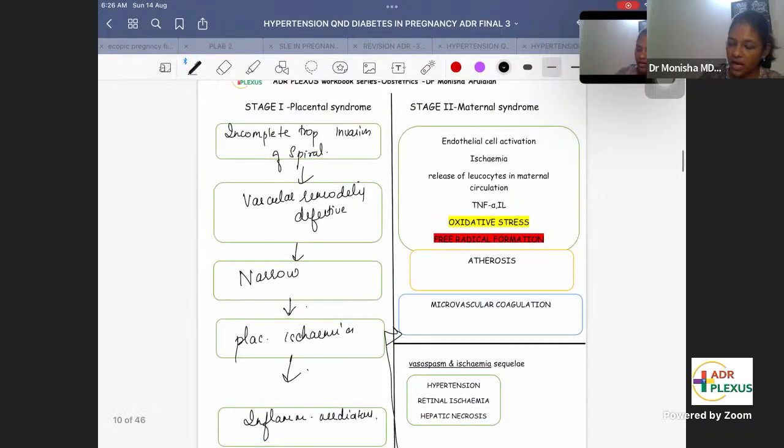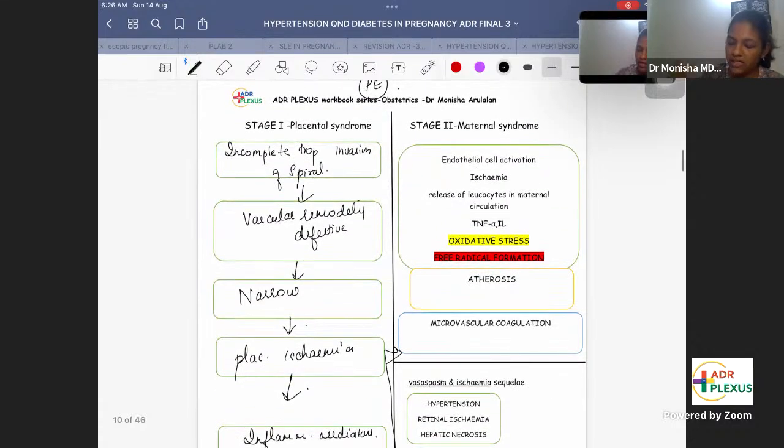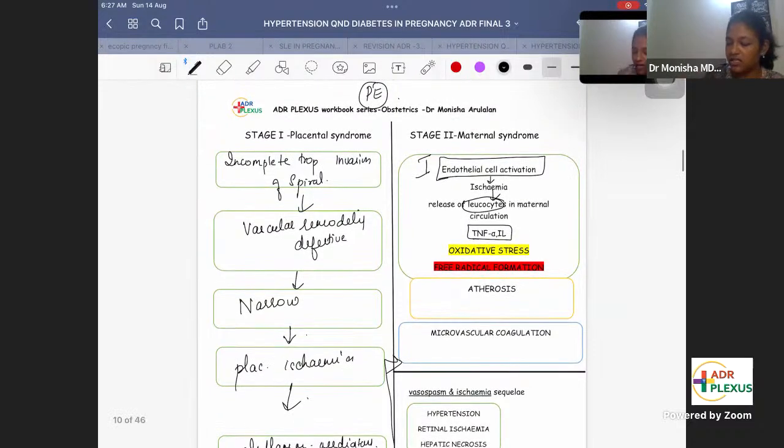Now we will understand the maternal syndrome. When I say endothelial damage has led to a maternal syndrome, the first thing you have to remember is there is endothelial cell activation. This endothelial cell activation again leads to ischemia, release of leukocytes, mainly tumor necrosis factors and interleukins, leading to oxidative stress. There is formation of free radicals. Again, these free radicals will cause endothelial damage. It's like a vicious cycle.